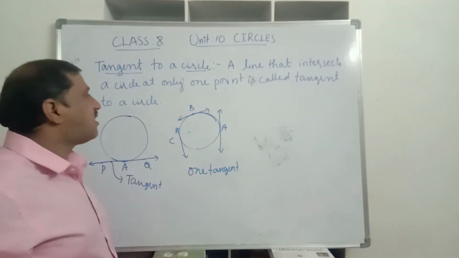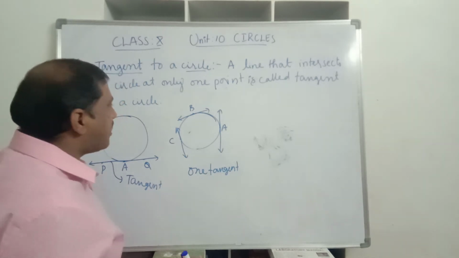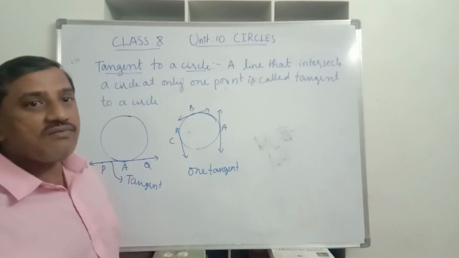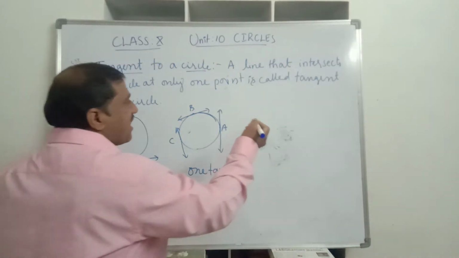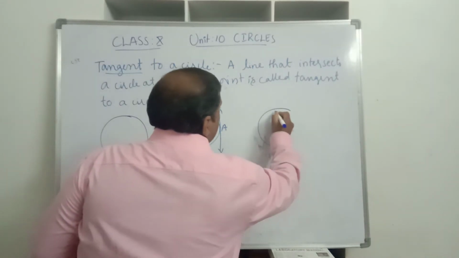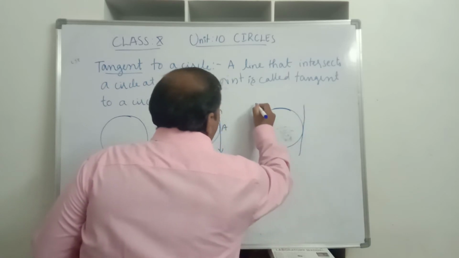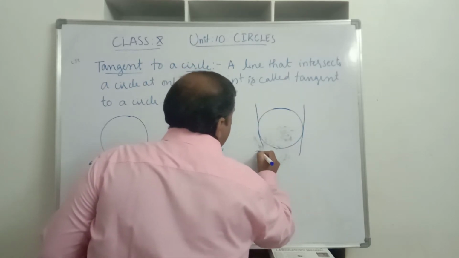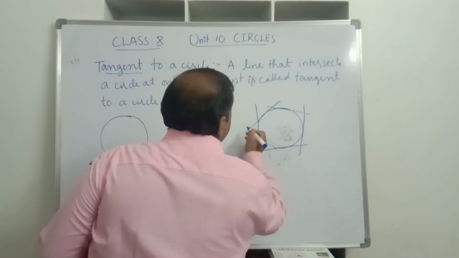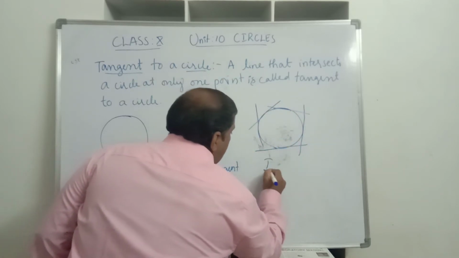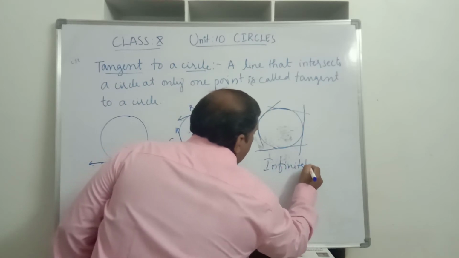Finally, how many tangents can we draw to a circle? We can draw infinitely many tangents. So you take a circle, to this circle how many tangents can we draw? Like this, we can draw an infinite number of tangents. So infinite number of tangents we can draw to a circle. How many can we draw? Infinitely many.